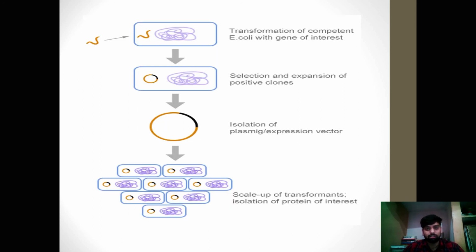So this is the transformation process of a cell. We will introduce the foreign DNA inside the cells with our gene of interest, and we will select and expand the positive clones. So we can expand them, and isolate the plasmid expression vector. In that we will have our desired gene, and we will introduce it in the bacterial cells, and we will get the protein of our interest.